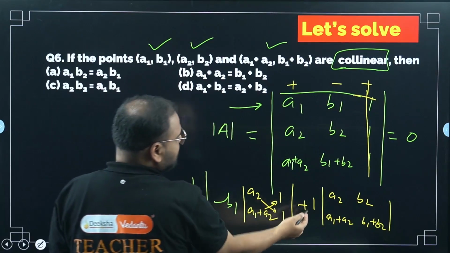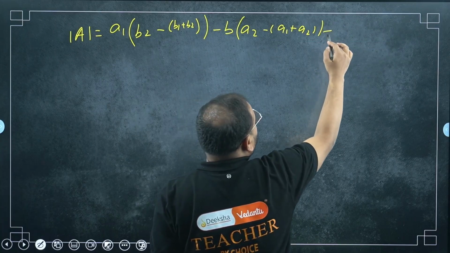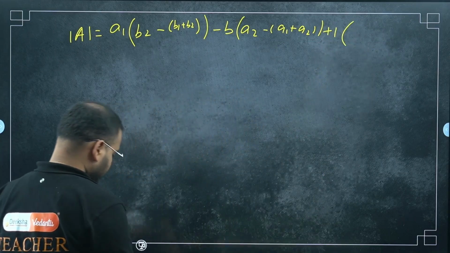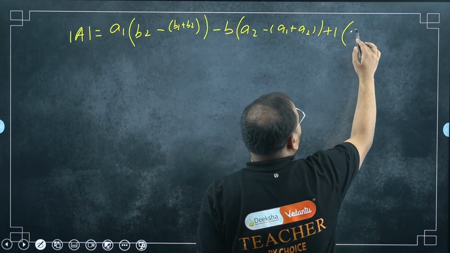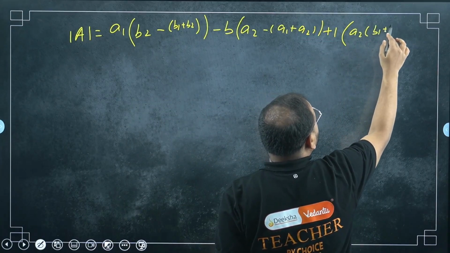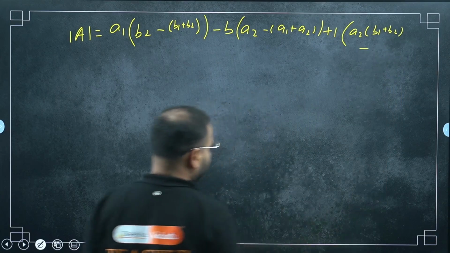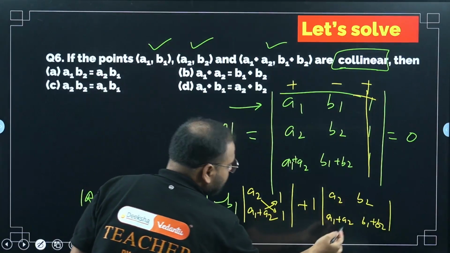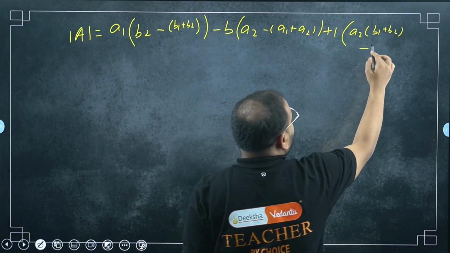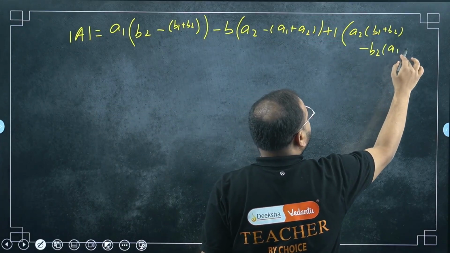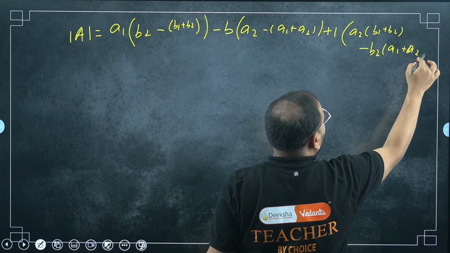Okay, now what? 1 is there, so only 1, so plus 1. What is left here in the bracket? Please check. a2 times b1 plus b2, so a2 times (b1 plus b2), and a minus sign is there. b2 times (a1 plus a2), check here. b2 times (a1 plus a2), so minus b2 times (a1 plus a2).